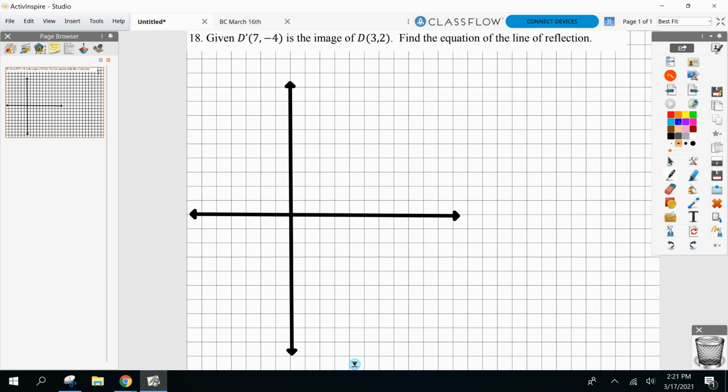All right, so I have 7. 1, 2, 3, 4, 5, 6, 7. 1, 2, 3, 4. That is D prime. And I'm also 1, 2, 3, 1, 2. There's the point I start with.